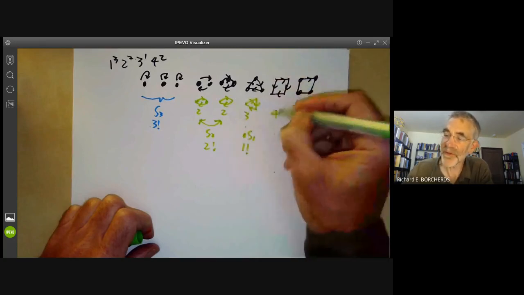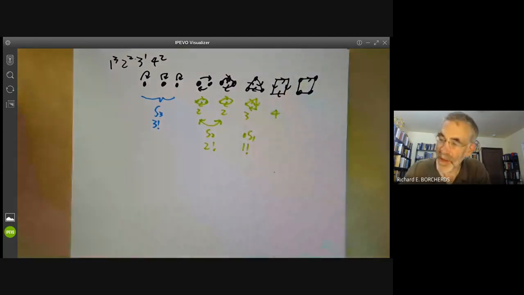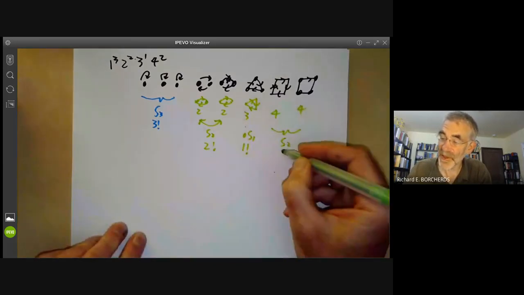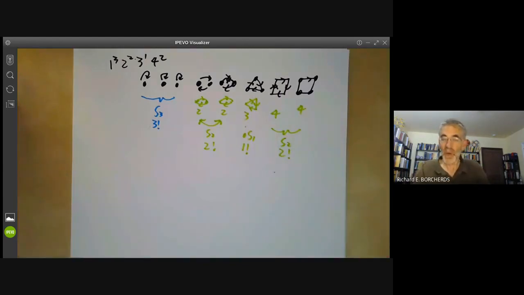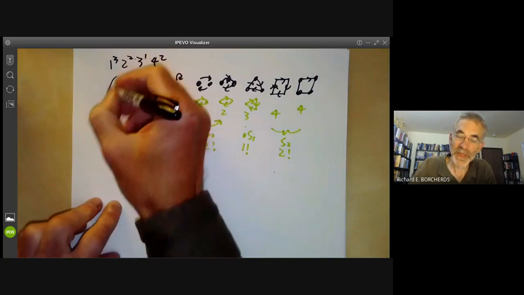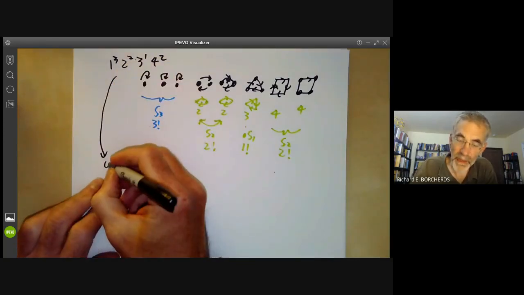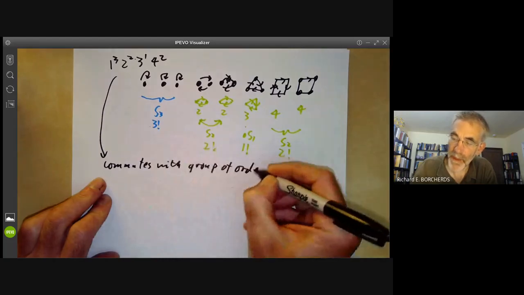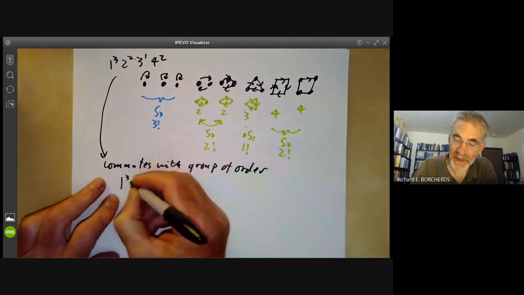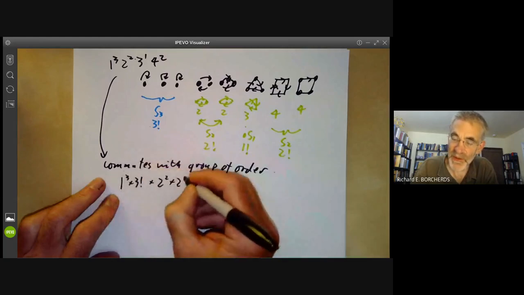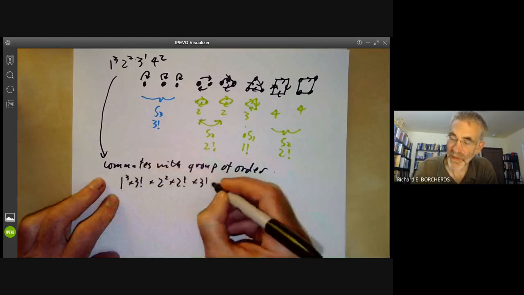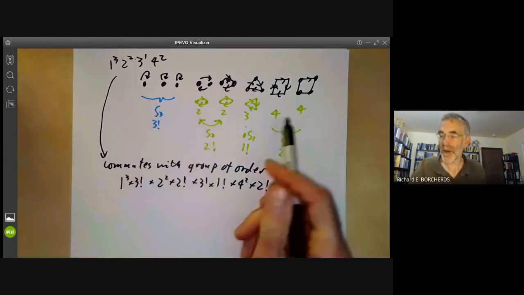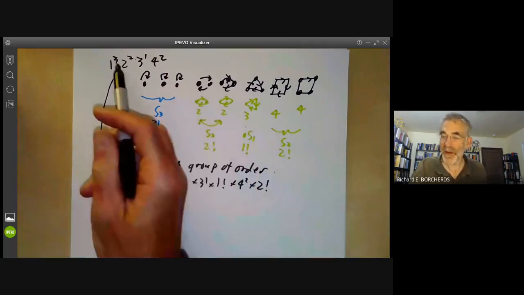And similarly, here we get a factor of 4 from this. Sorry, I guess that should be going that way around. And a factor of 4 from this, and we can permute these with a symmetric group S2, so we get an element of order 2 factorial. So we see that this element here commutes with a group of order 1 to the 3 times 3 factorial times 2 squared times 2 factorial times 3 to the 1 times 1 factorial times 4 squared times 2 factorial. And you can check that these, in fact, give you all things commuting with this particular permutation.